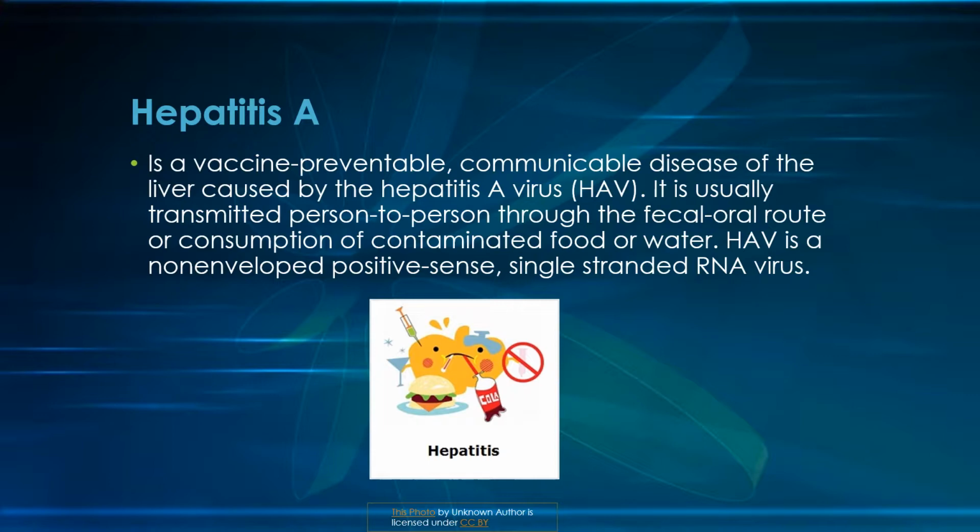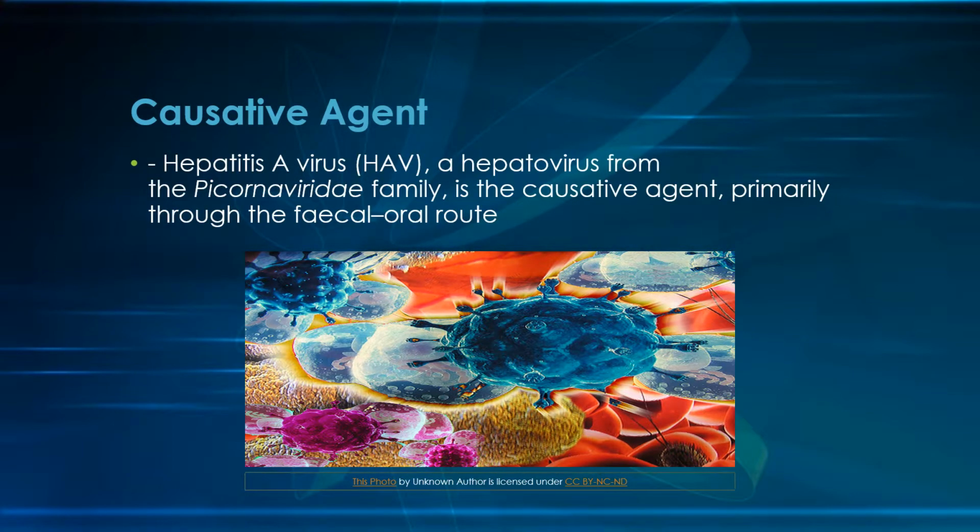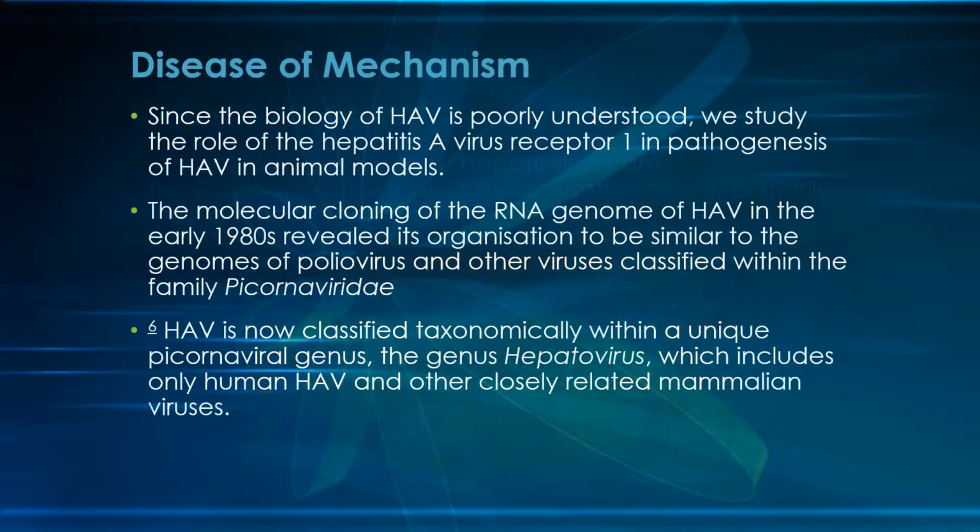HAV is a non-enveloped, positive-sense, single-stranded RNA virus. The causative agent of HAV is the hepatovirus from the Picornaviridae family. It is again transmitted primarily through the fecal-oral route. Disease mechanism: since the biology of HAV is poorly understood, we study the role of the hepatitis A virus receptor 1 in pathogenesis of HAV in animal models.